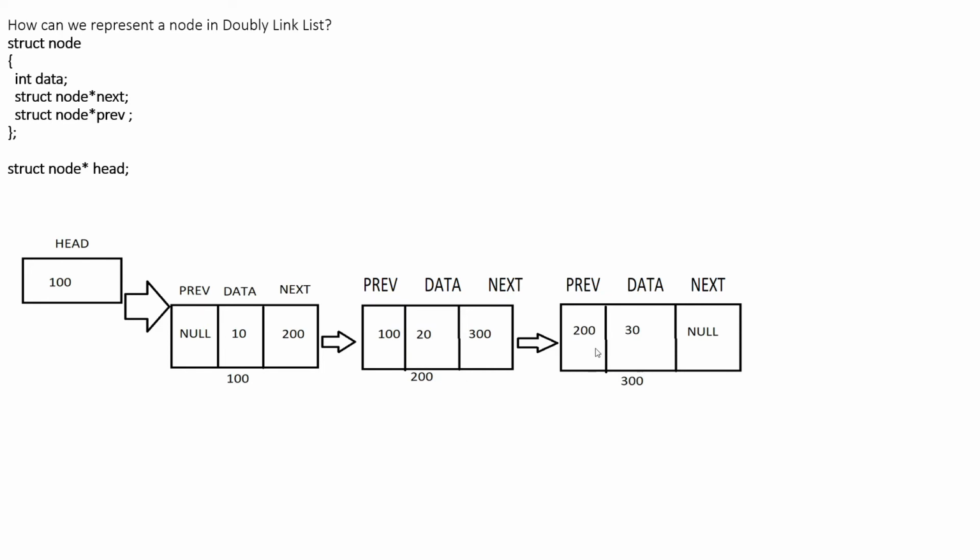Now, coming to the last node, that is the third node of the list, we observe that the previous of the third node has the address of the second node, therefore connecting the second and the third node. But what about the next of the third node? Since we know that the third node is the last node of the list, there is no other node after this. Therefore, there is no address to be stored in the next of the third node, that is the last node. Therefore, this is null.